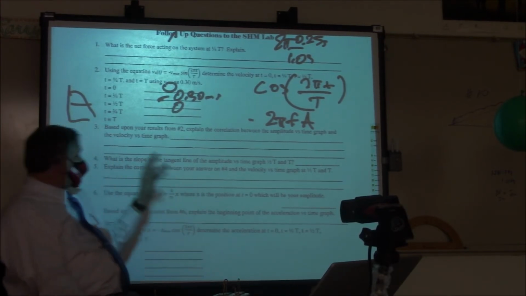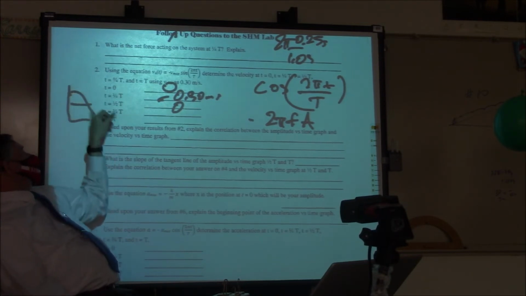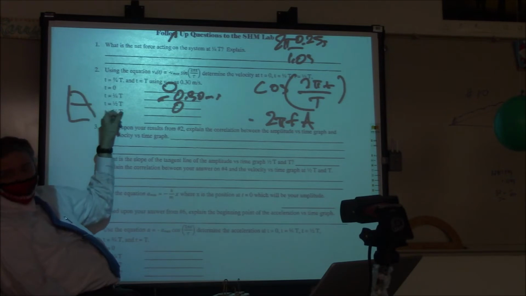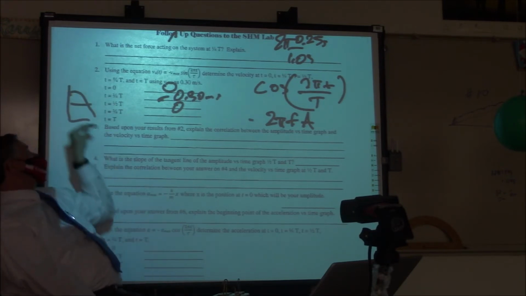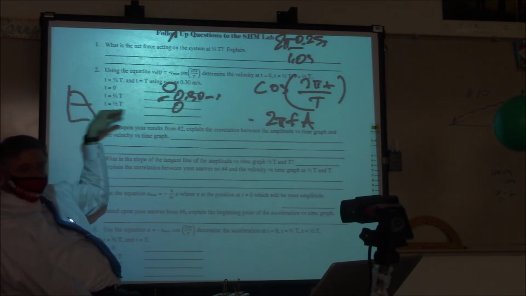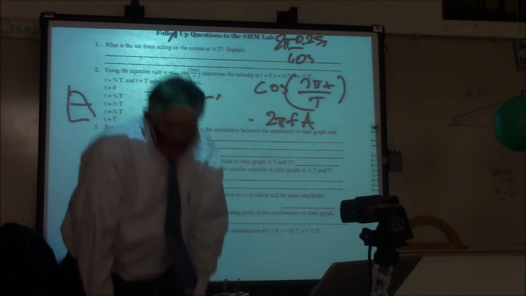So if you were to take the derivative, for those of you that have done calculus, and evaluate it at those points, remember, the derivative gives you the slope of your tangent lines. That's why those are going to have slopes of 0 at those points. Okay, so here's a little tie-in with the calculus.